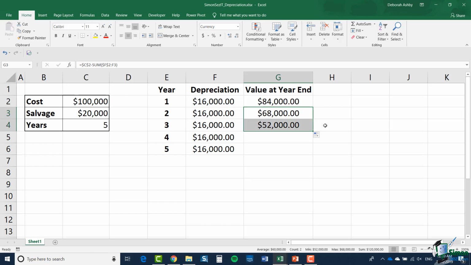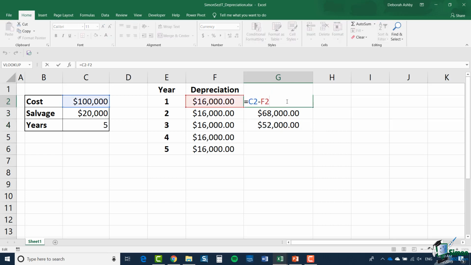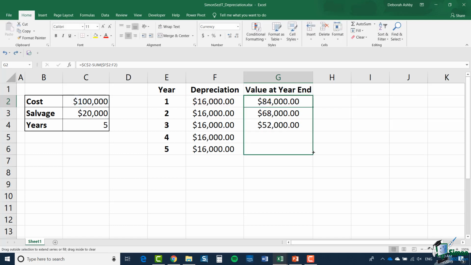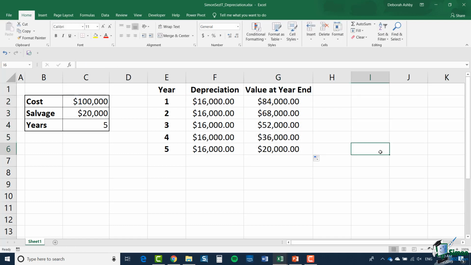And of course I can apply the same principle in G2. So instead of just having F2 there, what I'm going to have is the sum from F2 to F2. So it's only one number that I am adding, but then I can apply that, fill it all the way down, and we'll get our final figure. So let's do that. And fill down. And there we go.